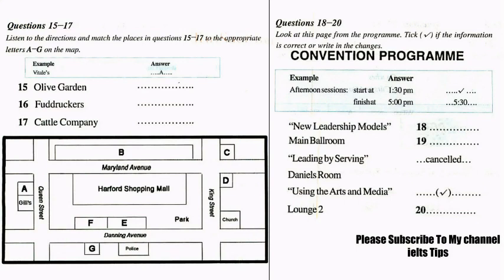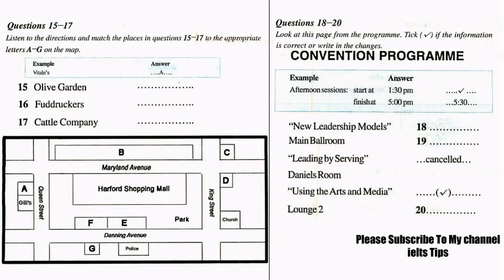If you're not up to Vital's, you can also get some Italian food at the Olive Garden, which is further down Queen Street and east on Danning Avenue, across from the police station. They have a great minestrone soup and excellent breadsticks, all you can eat. On the other hand, if you want some good old American food, you can head to Fuddruckers for some big hamburgers or to the Cattle Company for some fat, juicy steak.